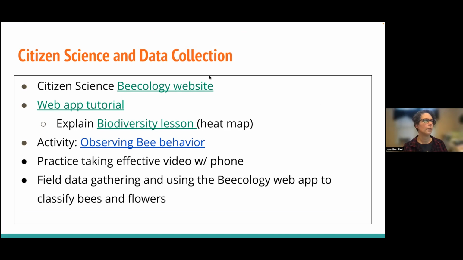On the Beecology website, there's a web app tutorial. The web app is the app that students, or you if you want to, would use to upload bee sightings to the database, and all those bee sightings get looked at by a scientist and then get put onto the website. And then there's also another biodiversity lesson, and then the observing bee behavior activity.